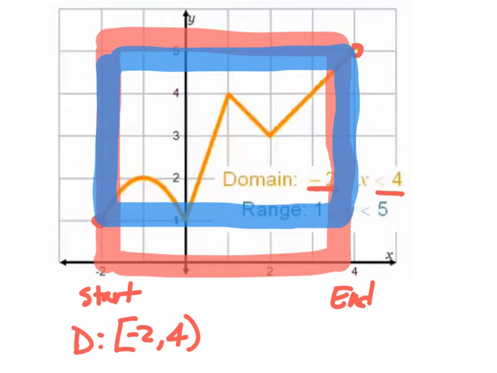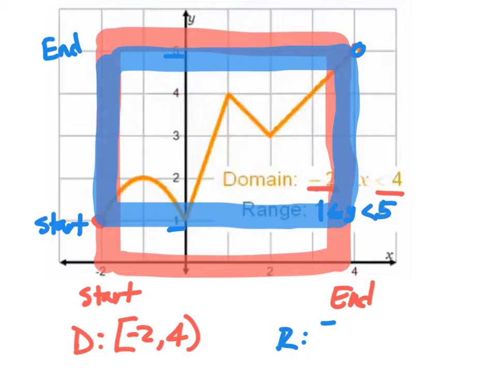For y values, you start at 1, and where do you end? That's at 5. But because we have an open circle, we don't include that. So that's why you have 1 is less than or equal to y is less than 5. If we wanted to show the range in interval notation, we would say bracket 1, comma 5, and don't include that. So that's the idea.